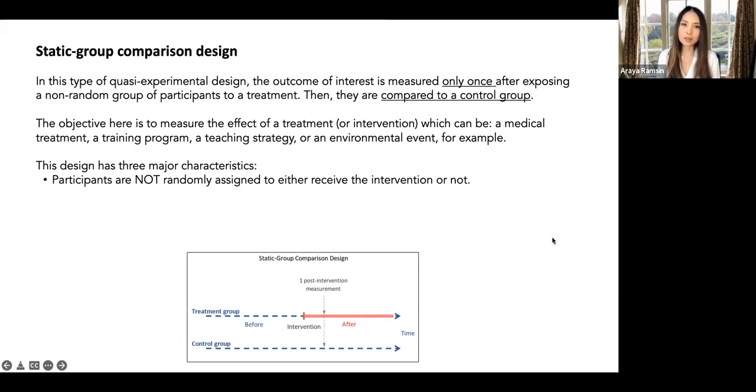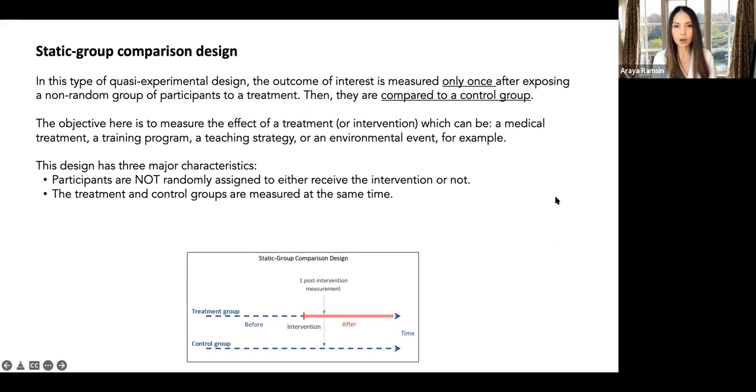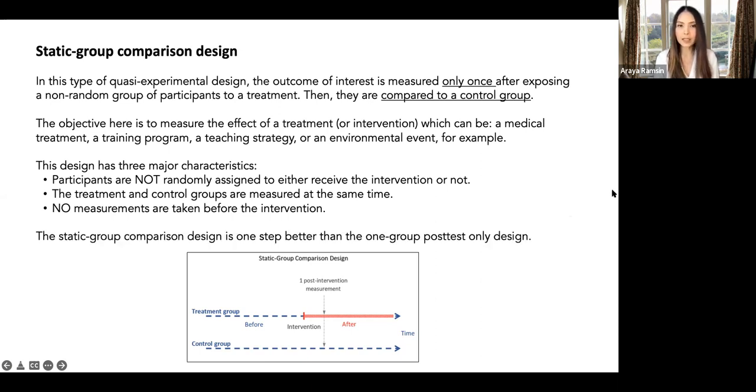First one, participants are not randomly assigned to either receive the intervention or not, which makes it quasi-experimental. The treatment and control groups are measured at the same time. And the last one, no measurements are taken before the intervention. And the static group comparison design is one step better, so it's better than the previous one that we just looked at. So that's it for the second type.